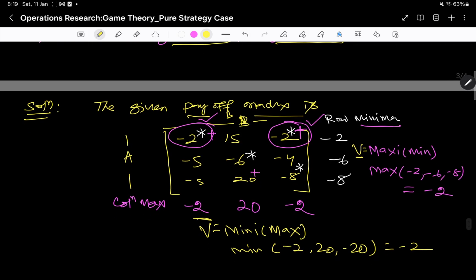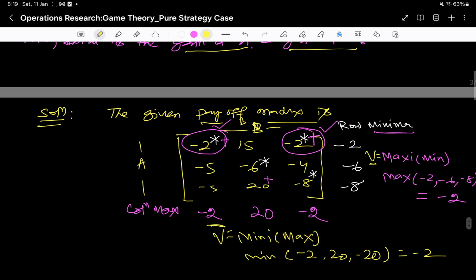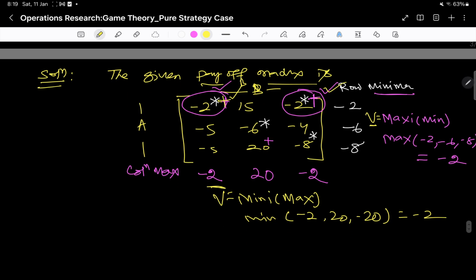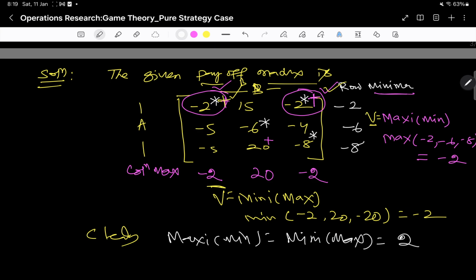Now we see that it is not necessary to write this on the right hand side. From this point of view, the point where both star and plus are marked is my answer. Now what is my saddle point? Clearly, maximin is equal to minimax, which is equal to minus 2.